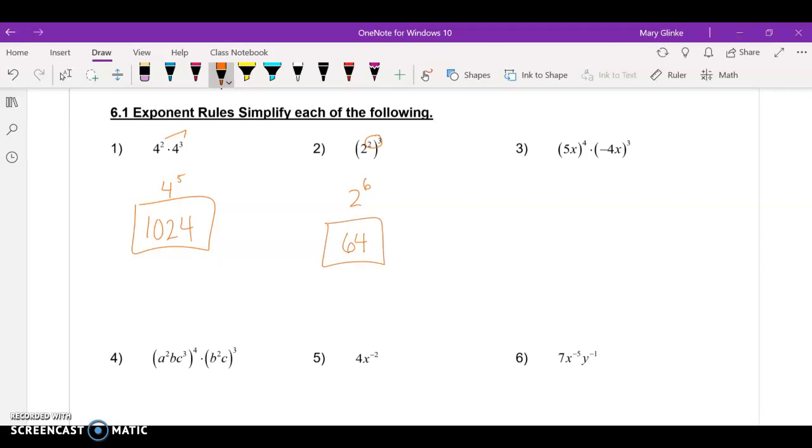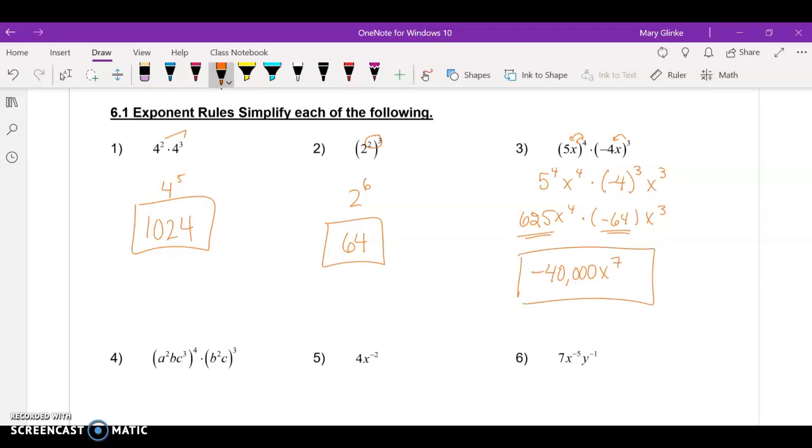For number 3, I noticed 2 sets of parentheses. So what I'm going to do first is raise everything in the parentheses to the power. So 5 to the 4th and x to the 4th. And then for the next one, careful with this one, it's -4 in parentheses cubed and x cubed. So 5 to the 4th, we're actually going to calculate that as 625. And -4 to the 3rd is going to be -64. And so we're going to take 625 and -64 and multiply them to get -40,000. And then x to the 7th when we add our exponents together.